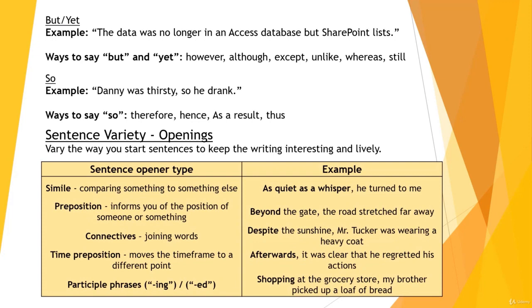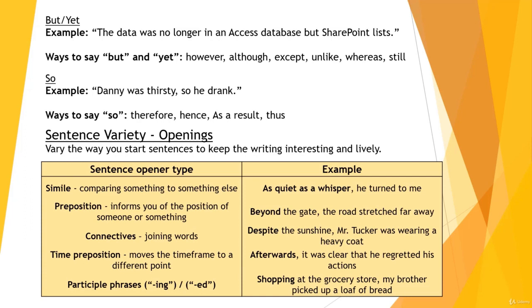Simile. Comparing something to something else. For example, as quiet as a whisper, he turned to me. Preposition. Informs you of the position of someone or something. For example, behind the gate, the road stretched far away.